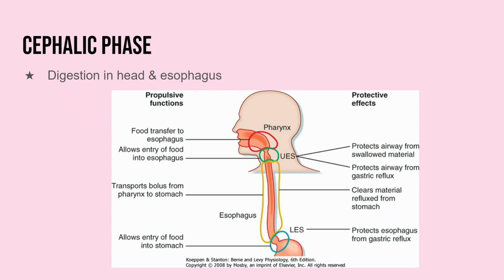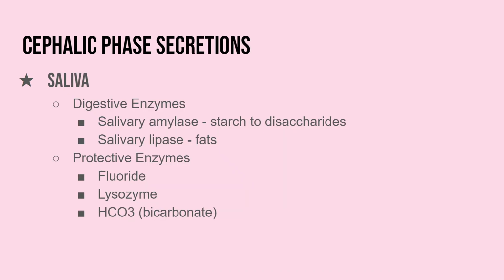So the cephalic phase is digestion in the head and esophagus. So the food enters your mouth, goes down the esophagus, and then you have the upper esophageal sphincter and the lower esophageal sphincter, which we'll talk about soon in a few slides.